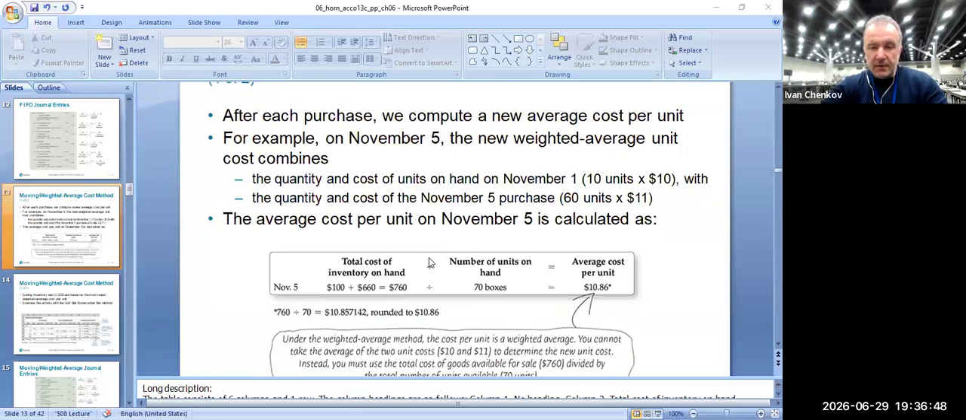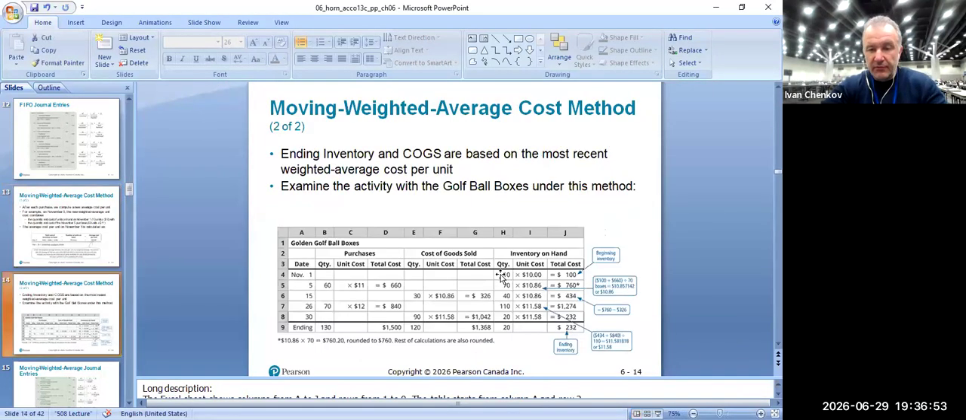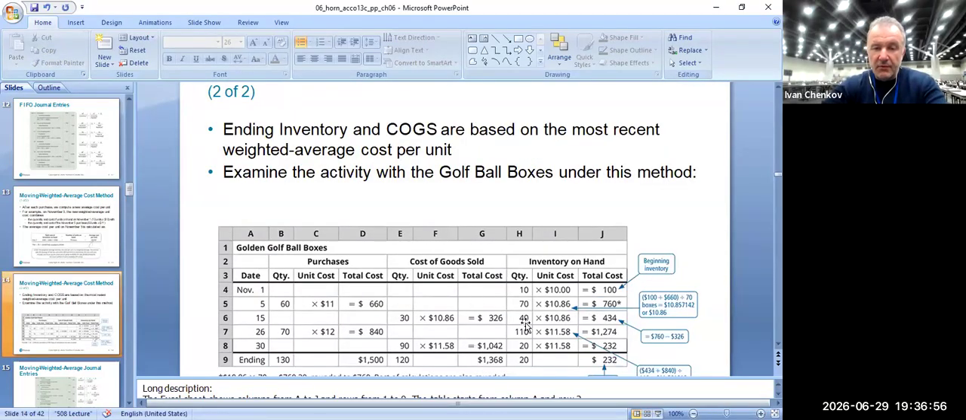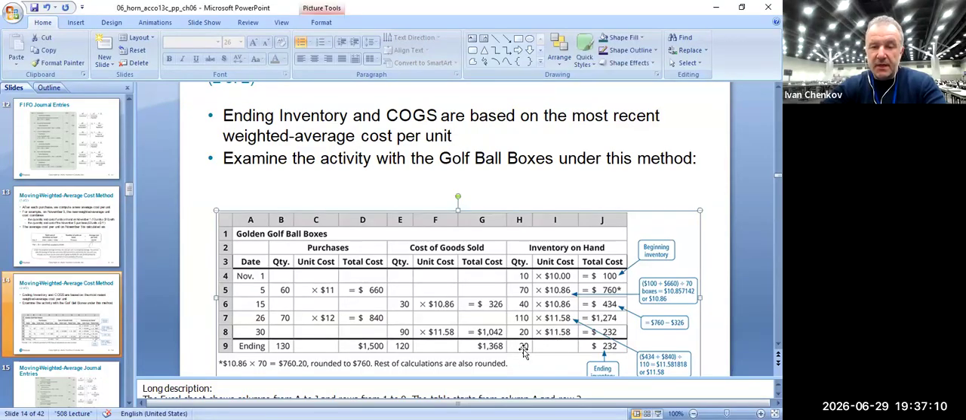So the moving average, again, with every purchase, we're going to start adjusting the price. And when we apply the moving average, we're going to see that every time we purchase, we're going to change the cost of our inventory, and slowly move to 1158 per unit. Until the end, we're going to see that we have 20 units left at 1158, and we're going to get the cost of our ending inventory. That cost of our ending inventory, as you can see here, is a rounded number compared to our calculation.